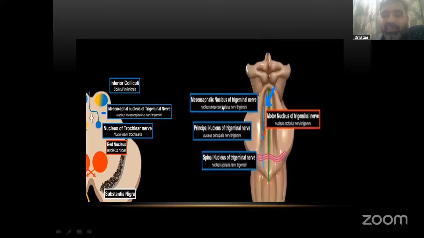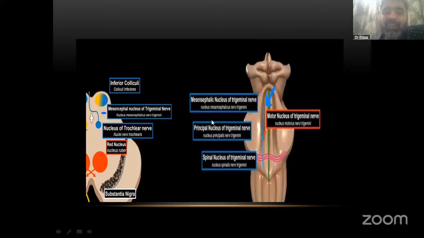What about the principal nucleus of the trigeminal nerve? It gives the information of touch, pressure and proprioception. What about the spinal nucleus of the trigeminal? It gives the sensory information related to pain. And what about the motor nucleus of the trigeminal nerve? Yes, motor function of the muscles of mastication. Got it? The motor function of the muscles of mastication is driven by the motor nucleus of the trigeminal.